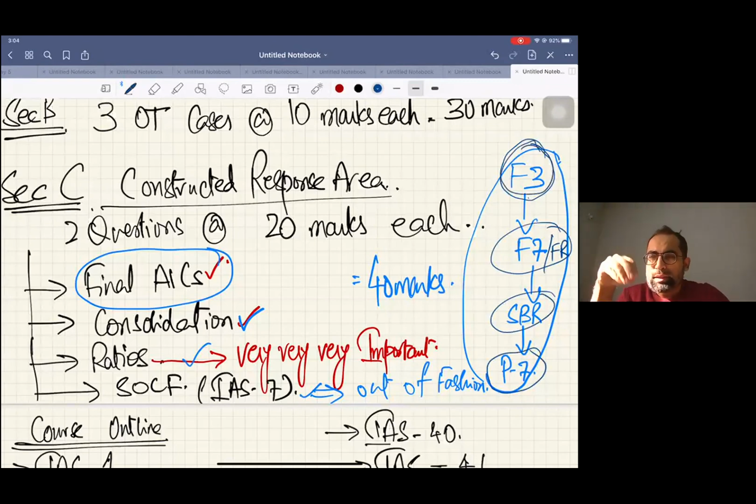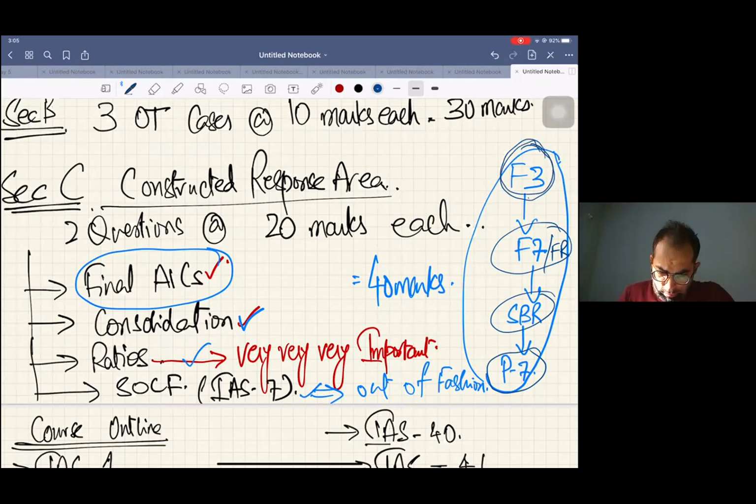But my teaching style is that I start things from scratch. In the FR paper, there are some standards which you also studied in F3, like IAS 10 events after the reporting period, IAS 38, IAS 37. These were also part of F3, but I'll teach these standards from scratch in this course as well. So don't worry about it.